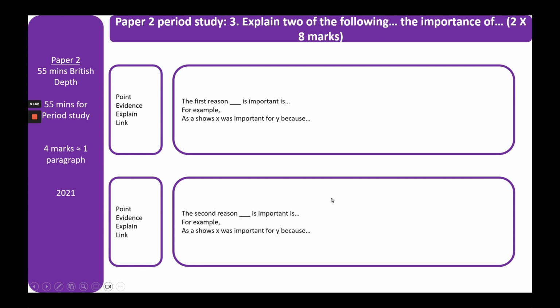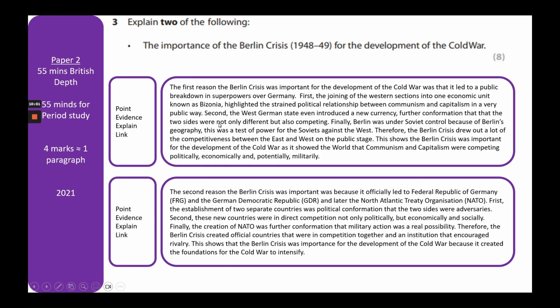The next question: explain 2 of the following. Just as a reminder, for the purposes of this video, I'm going to explain all 3, but actually you only have to pick 2. And again, because it's 8 marks, it's point, evidence, explain, and then link that back to the question. And there are some sentence starters that you might wish to use on there. So this is the first example.